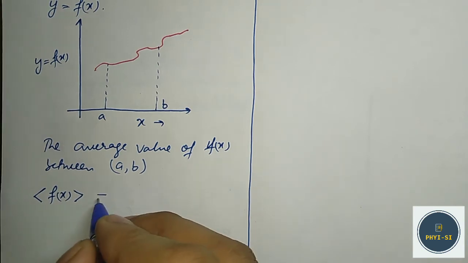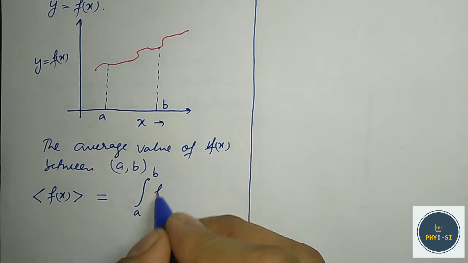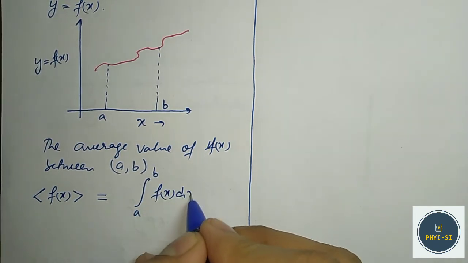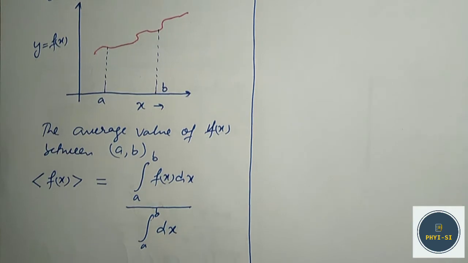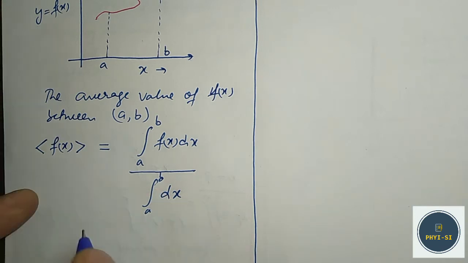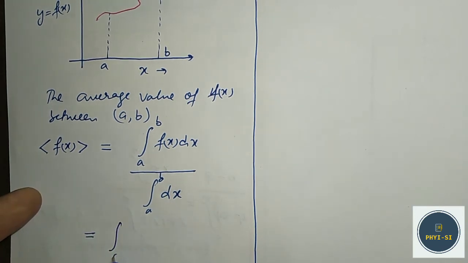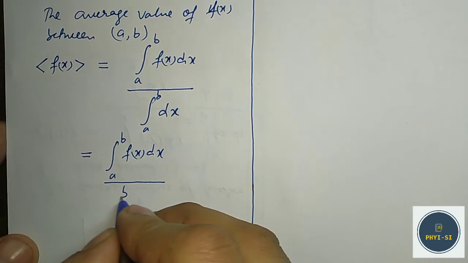So the average value is equal to, this is the formula for average value, and this is equal to the integral of f(x) dx, divided by the integral of dx. This is the general formula for the average value of a function. We can simplify this as the integral from a to b of f(x) dx, divided by b minus a.